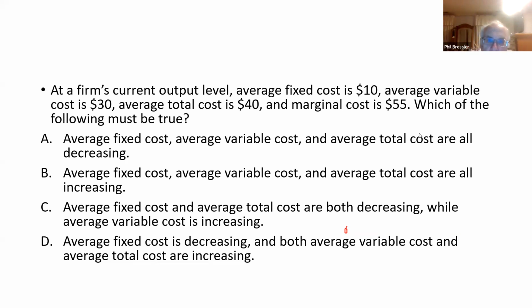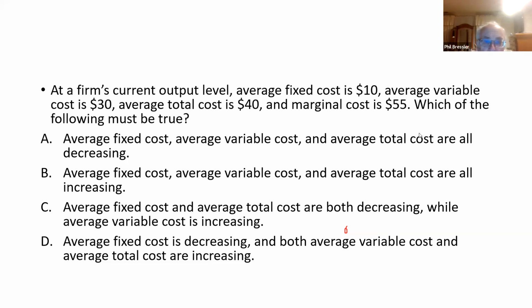All right. So one, average fixed cost always is decreasing because fixed cost is the same. So if it's 100 for one output, the average fixed cost would be 100. Then two outputs would be 50. Then three, so average fixed cost always has to be decreasing. So I can knock out B.